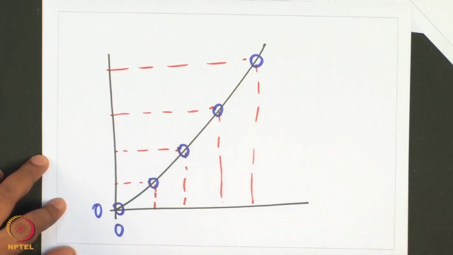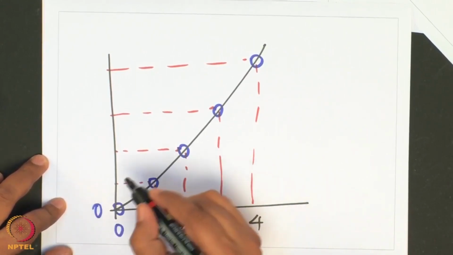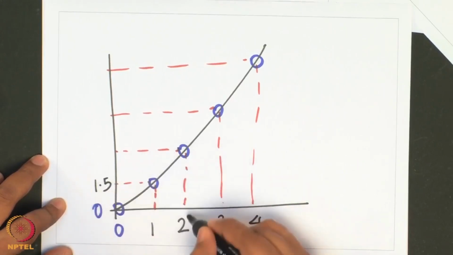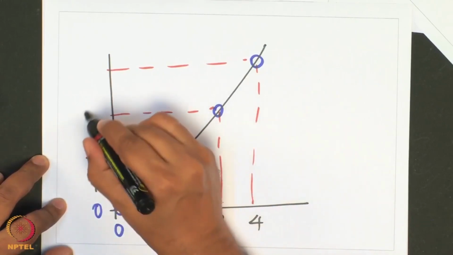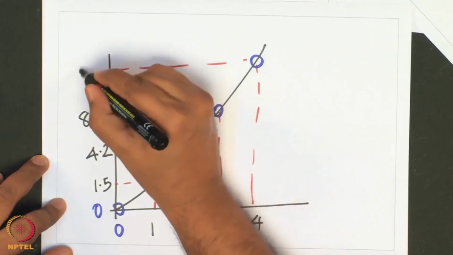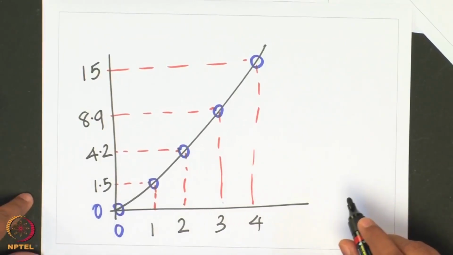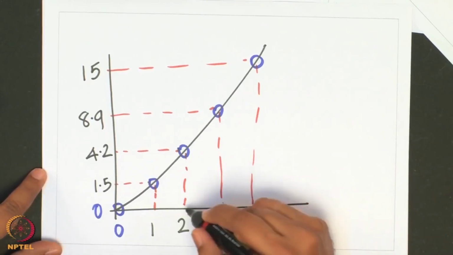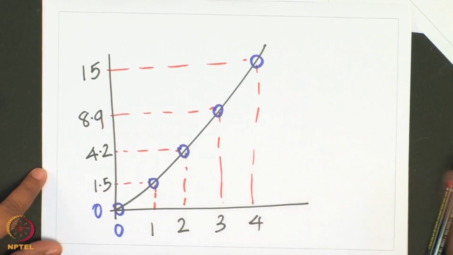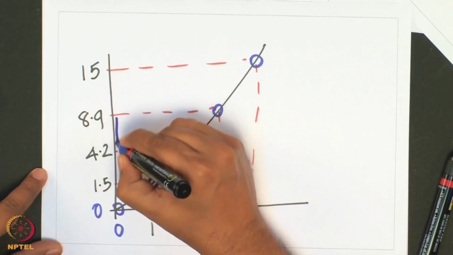So let us say their values are 0, 1, 2, 3 and 4, and correspondingly you had 1.5, 4.2, 8.9 and 15. Let us say these are the corresponding y values, or the f values, that I got. Now, if I calculate the slope between 2 and 3, I could take this delta x and this delta f.